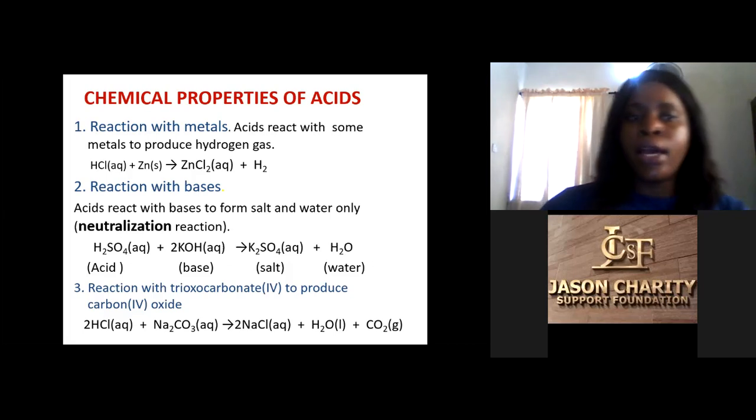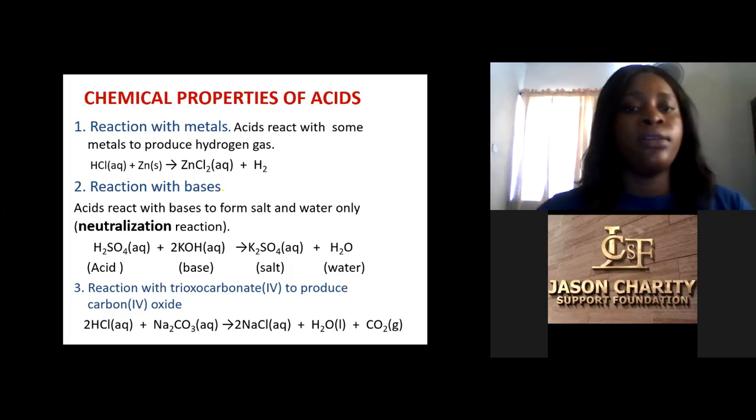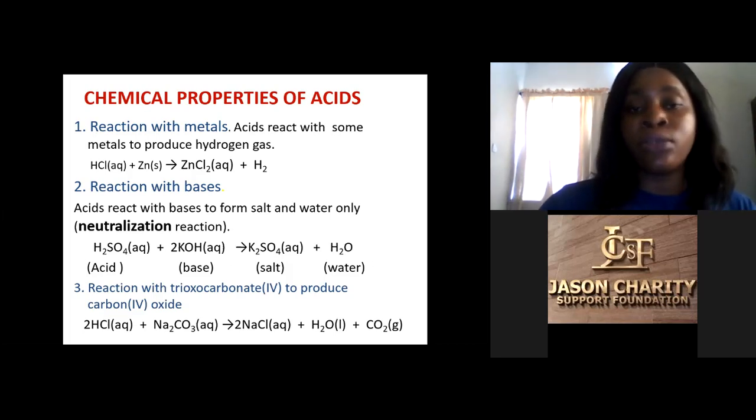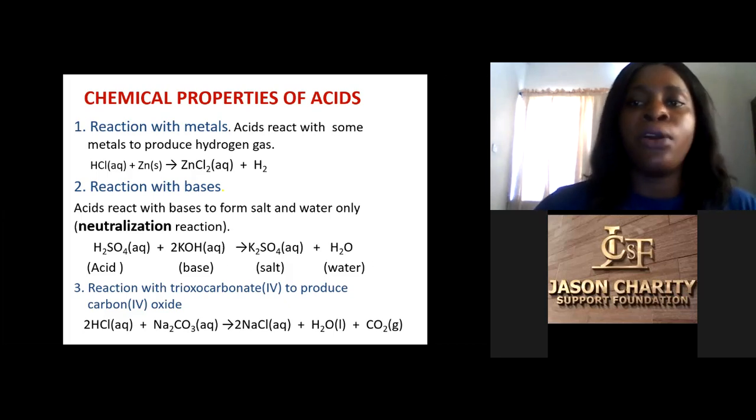So an equation is there: a reaction between hydrochloric acid and zinc metal will produce zinc chloride, which is a salt, and then hydrogen gas. So when an acid reacts with metal, a salt is formed, and also hydrogen gas is liberated.